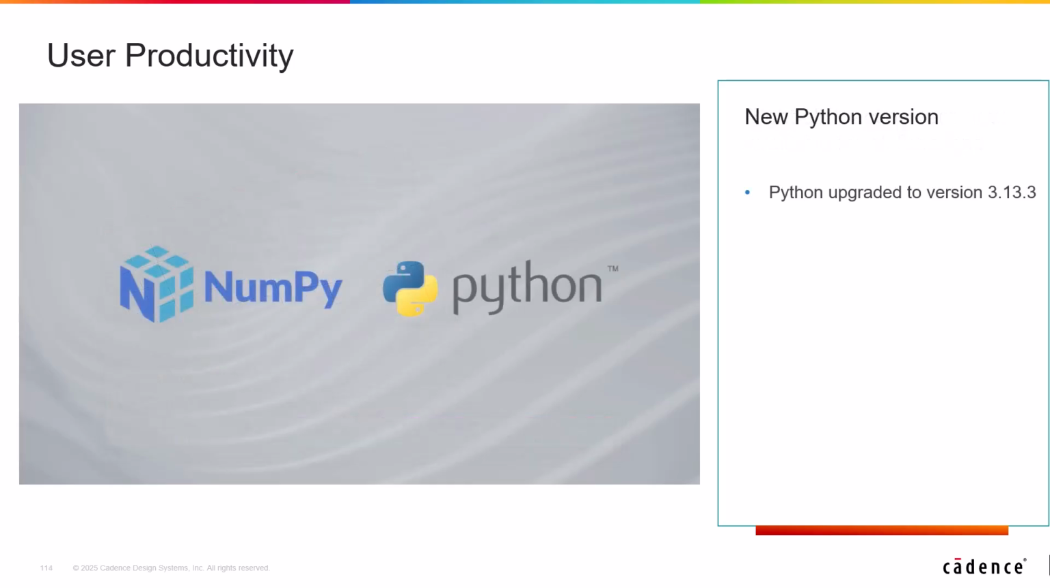The embedded Python interpreter has been upgraded from version 3.11 to 3.13.3, giving users access to the latest language features and improvements. Additionally, NumPy has been updated to version 2.2.3, and the documentation for the Python API has been significantly enhanced for better usability and clarity.